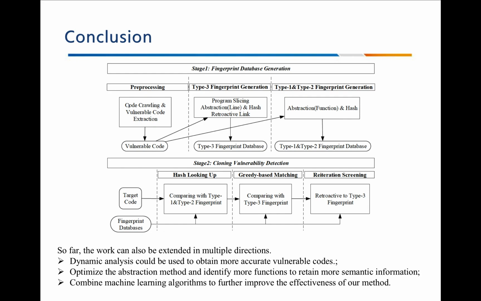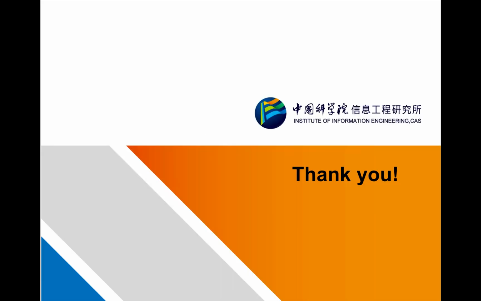Finally, the conclusion. In this paper, we propose our detection method RCVD++. So far, the work can also be extended in multiple directions. First, dynamic analysis could be used to obtain more accurate vulnerable code. Second, optimize the abstraction method and identify more functions to return more semantic information. Third, combine machine learning algorithms to further improve the effectiveness of our method. That's all. Thank you.